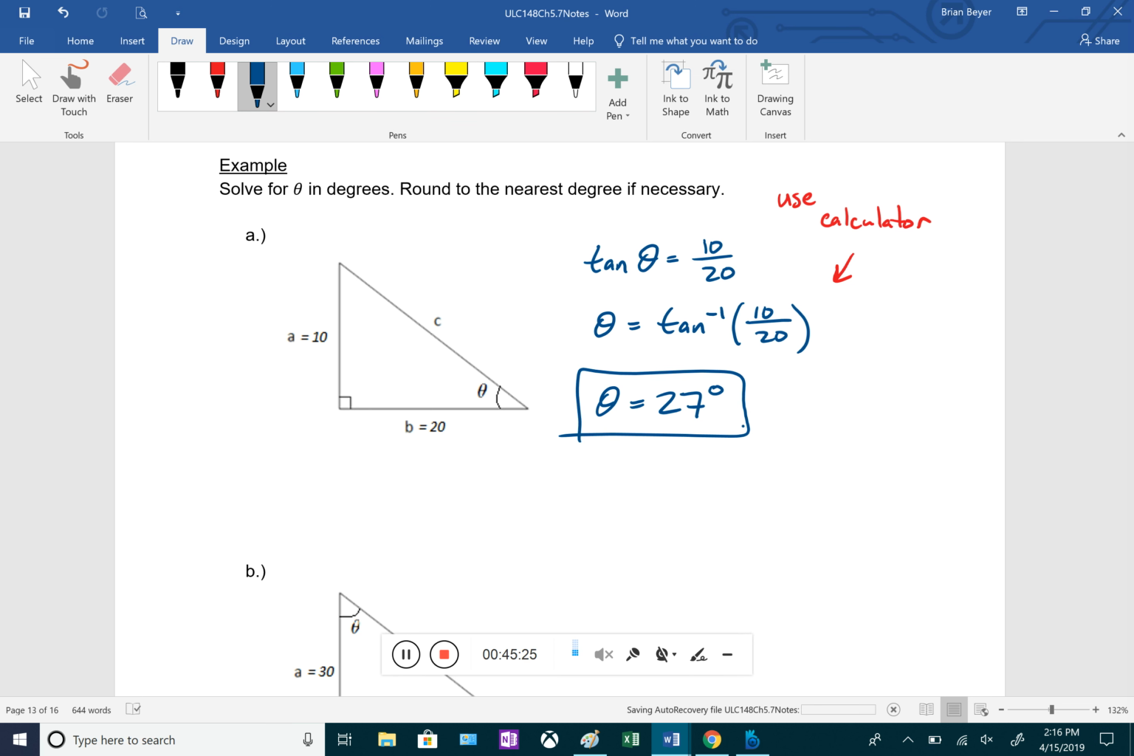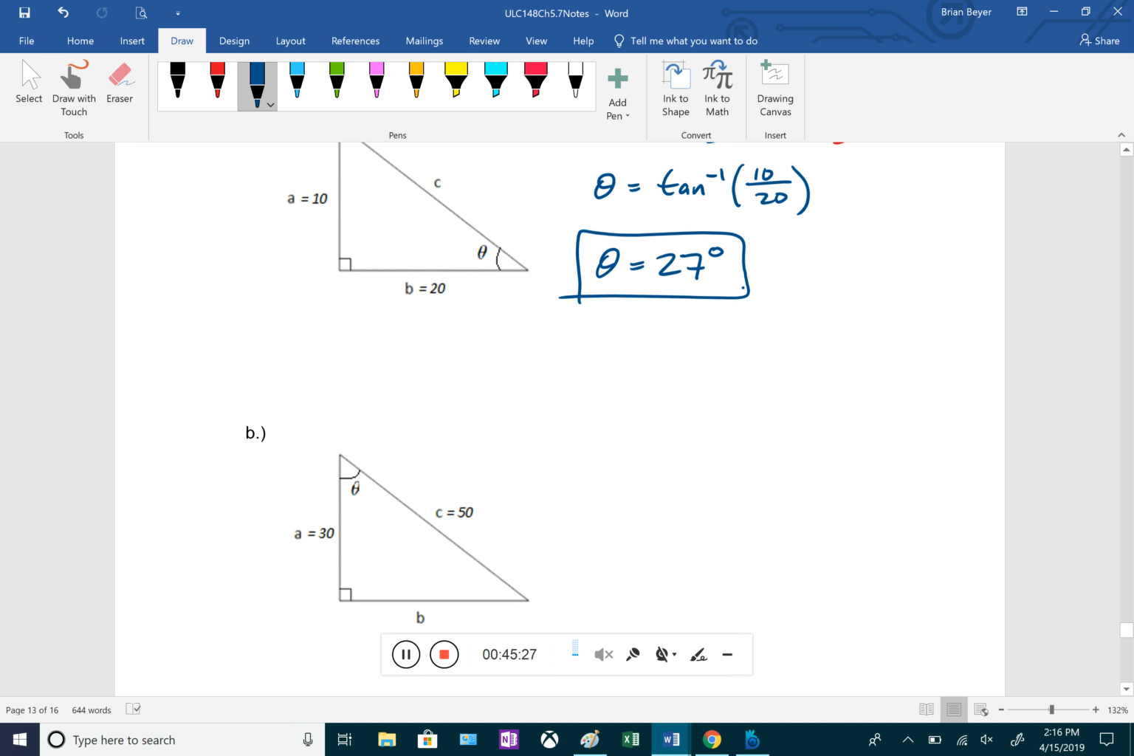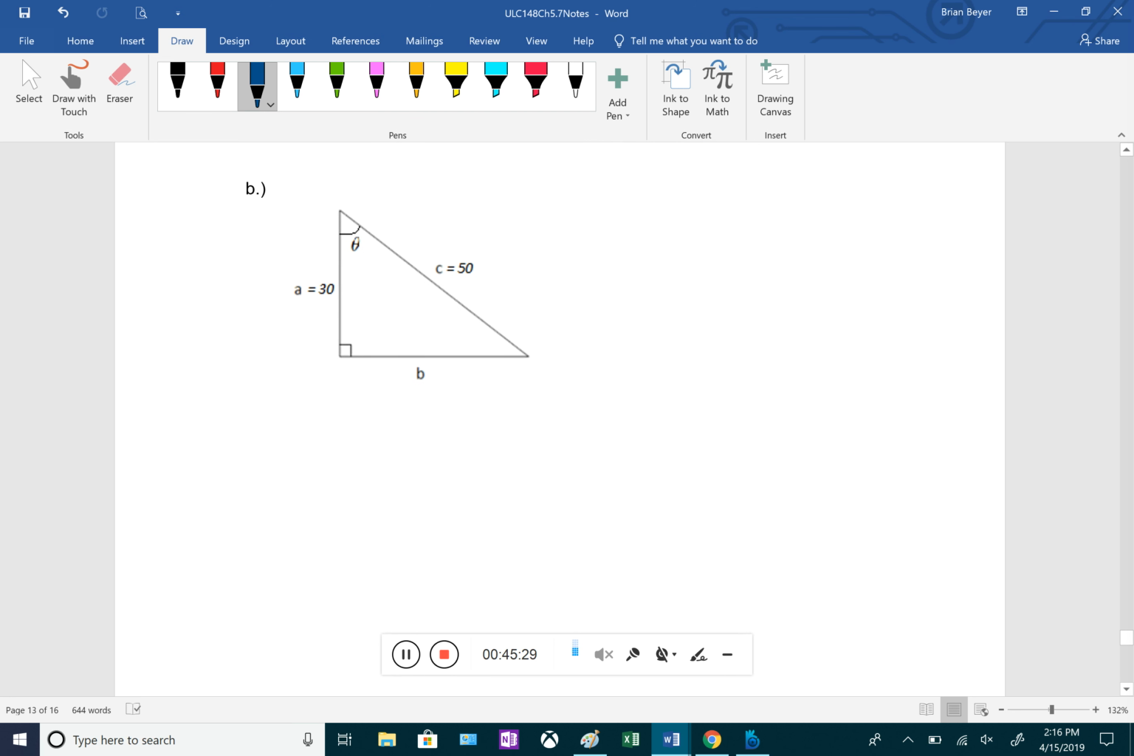Next one, we have this triangle. We have the angle up here this time, and we have the adjacent side and the hypotenuse. So we have adjacent, we have hypotenuse, we could use cosine. Cosine of theta equals adjacent over hypotenuse, 30 over 50, which means theta equals cos inverse of 30 over 50. Type that into the calculator, and we should get 53 degrees.